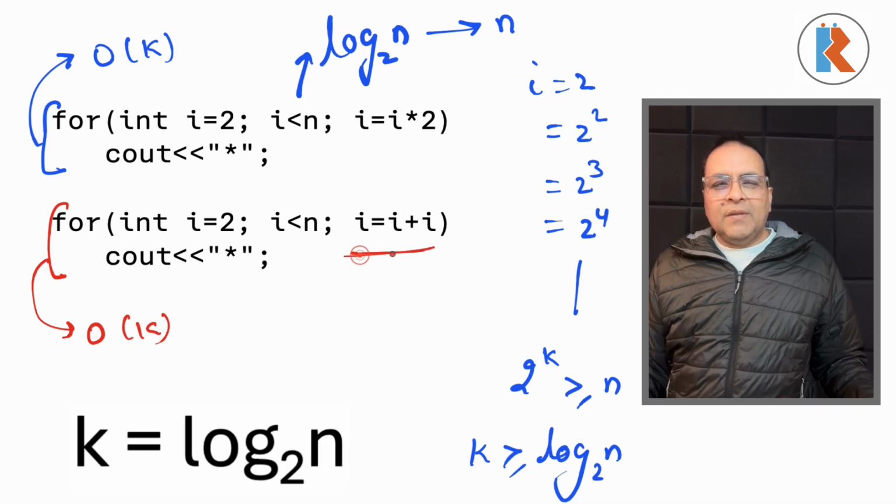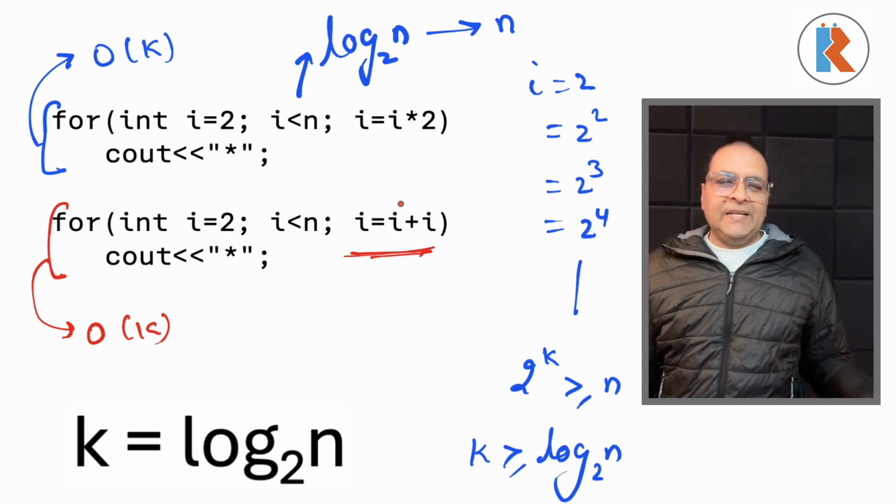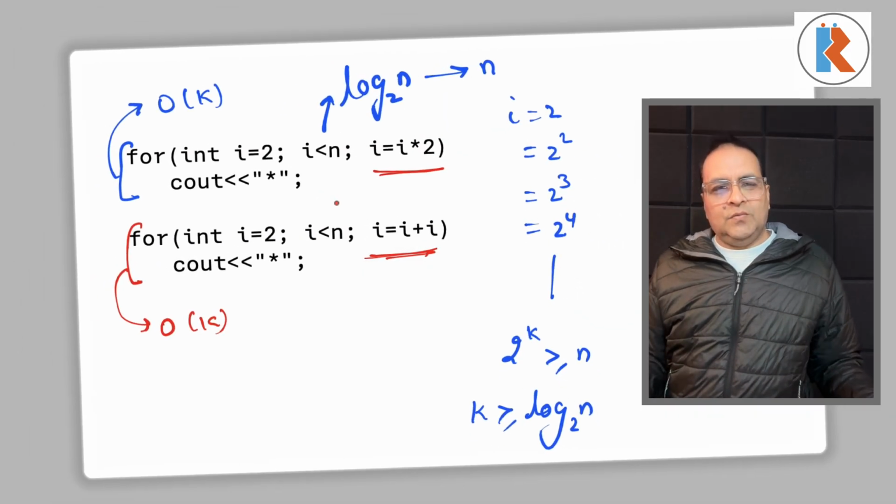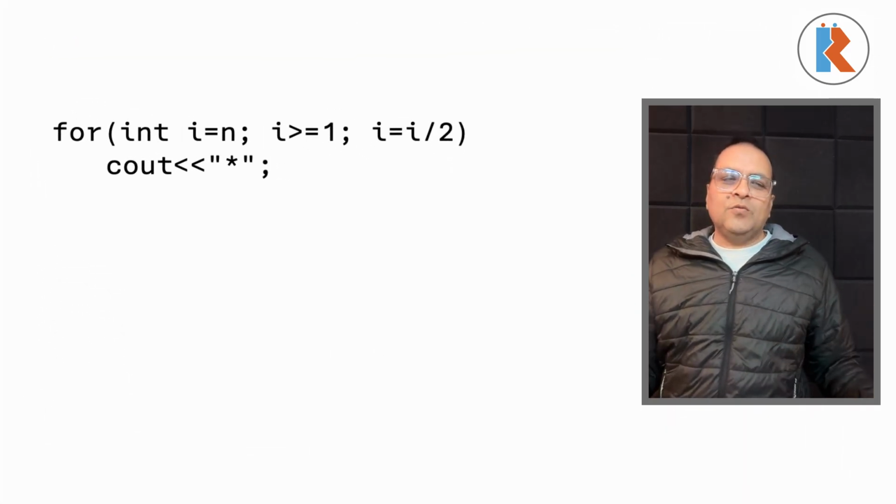Here also we are just doubling I. So it is just a matter of how we are writing it. In both the cases, we are doing I is equal to I plus 1 or I is equal to I into 2. What is true for doubling is also true for halving.